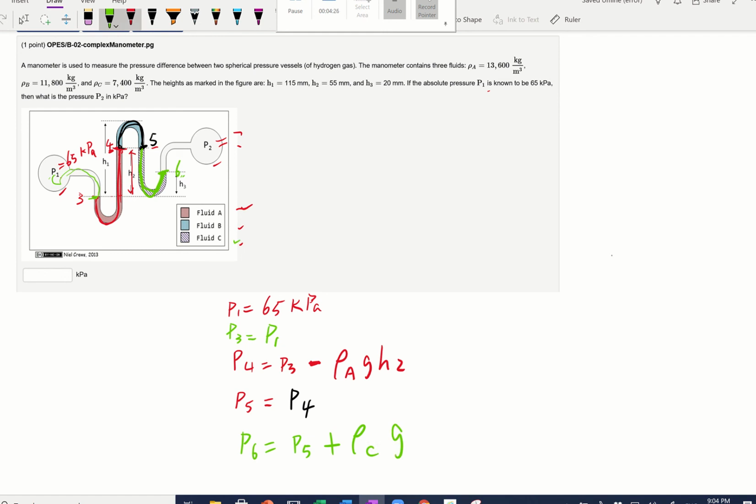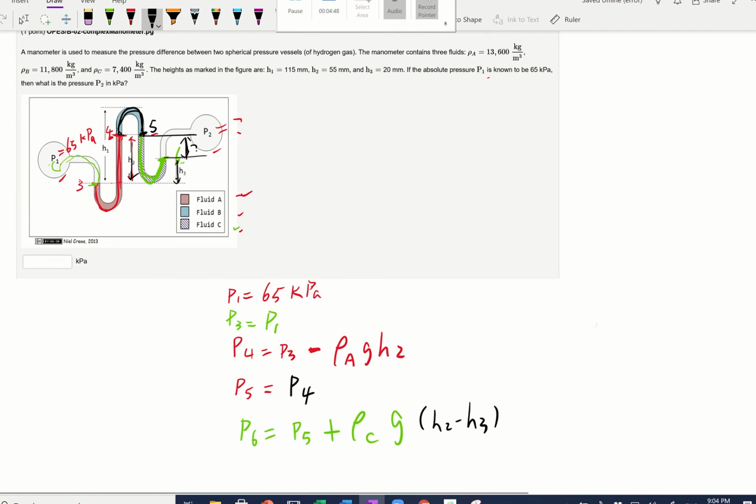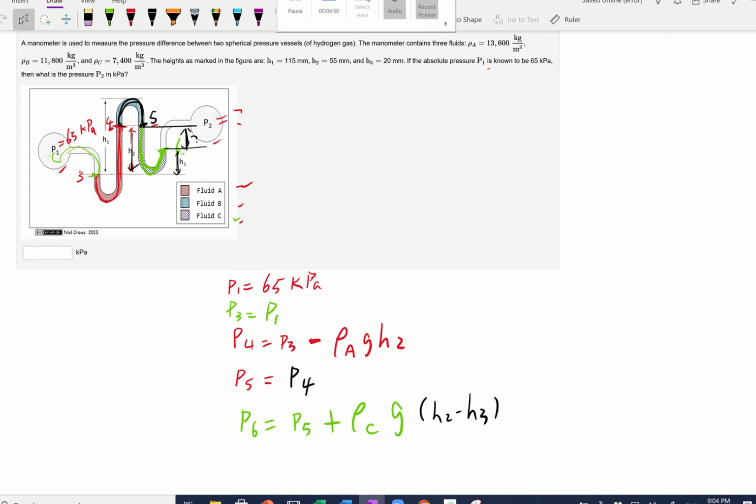So what's going to be the height difference between 5 and 6? It's going to be here. Do we have that information readily available? Yeah, we have H2 here, and we also have H3 here. So the difference, H2 minus H3, is going to give us the height difference right here, between 5 and 6. So knowing that, we can figure out the pressure at point 6 right here.